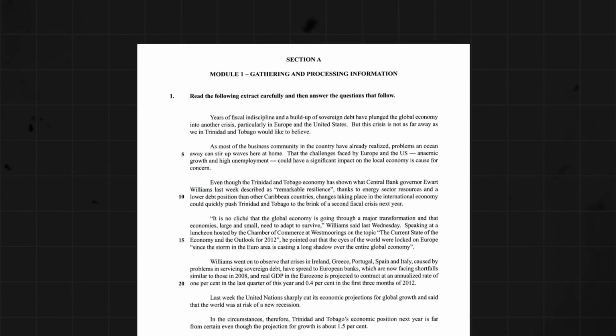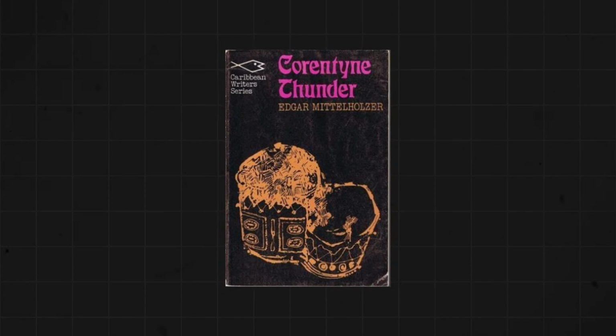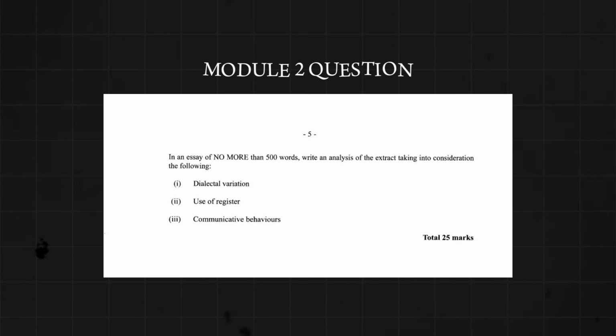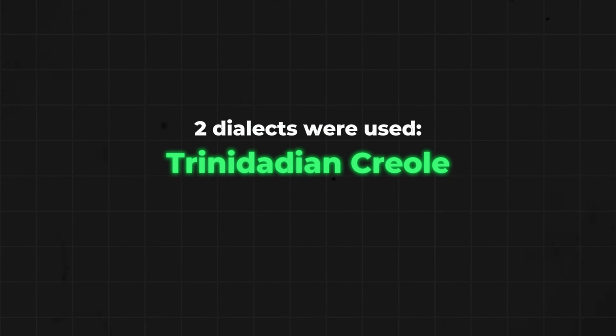The Module 2 extract is from Quarantine Thunder by Edgar Mittelhauser. The first question of the Module 2 essay requires students to speak about the language varieties used in the extract. So primarily, two dialects were used, Trinidadian Creole and Standard English.